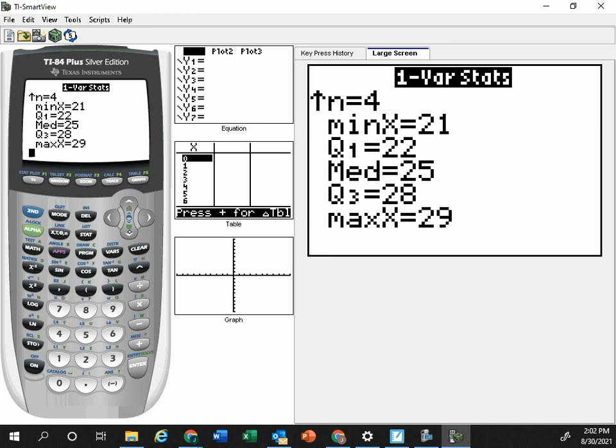But then this right here, min, Q1, median, Q3, max, that's giving you your 5-number summary. You could create your box and whisker plot from this. It also clearly shows you what your median is, which is nice. So this one variable statistics, you're going to use all the time to get a bunch of different information. Okay, all right, so back to our notes. We'll go back and forth here a little bit.